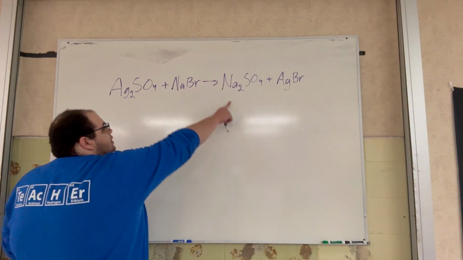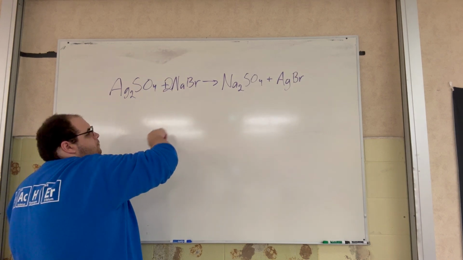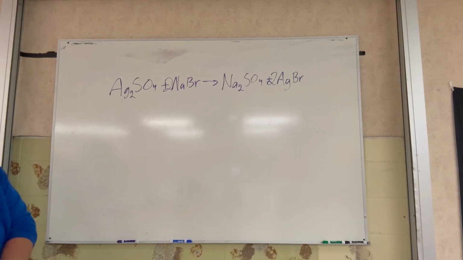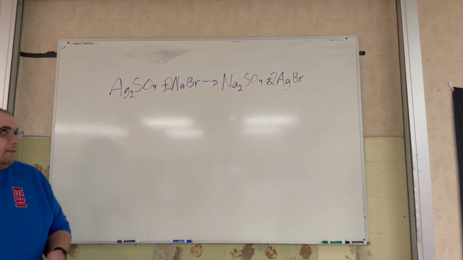All right, so look, I have 2 sodiums here, which means I need 2 sodiums there. Now I need 2 bromines over here. Now I'm balanced. So we have a 1, 2, 1, 2.